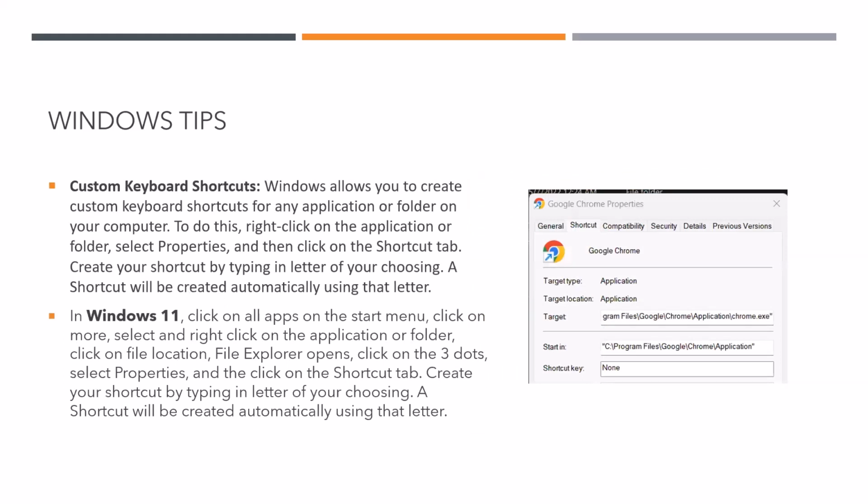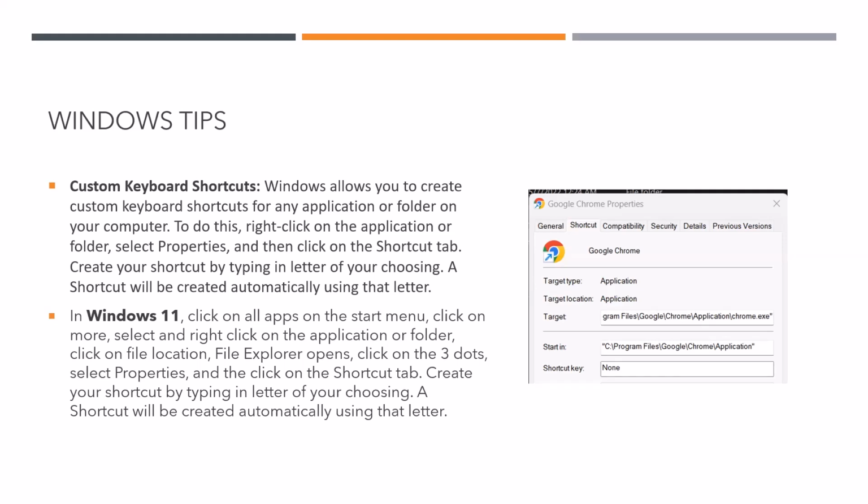You also can do custom keyboard shortcuts. Windows allows you to create custom keyboard shortcuts for any application or folder on your computer. To do this, right-click on the application or folder and select Properties, and then click on the Shortcut tab. Create your shortcut by typing in a letter of your choosing. A shortcut will be created automatically using that letter.